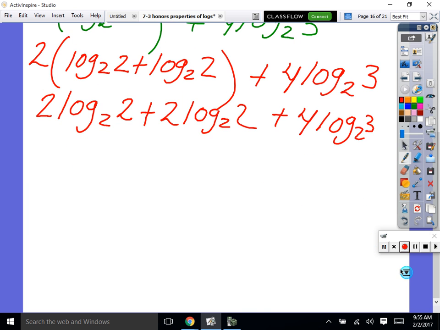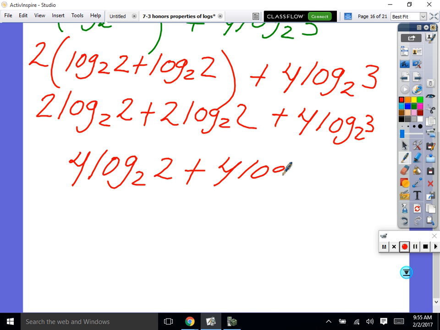Can we keep going? Yeah. How many log to the base 2 of 2's do we have? 4. So I think your book's going to say 4 log to the base 2 of 2 plus 4 log to the base 2 of 3. Oh yeah, you know what? Does it keep simplifying? Yes. You probably could have done that back up further. So this simplifies to be 4 plus 4 log to the base 2 of 3.